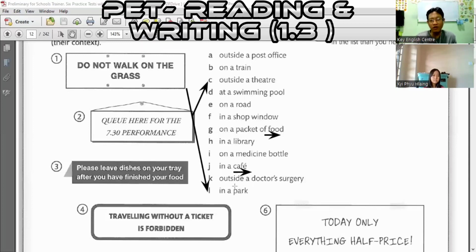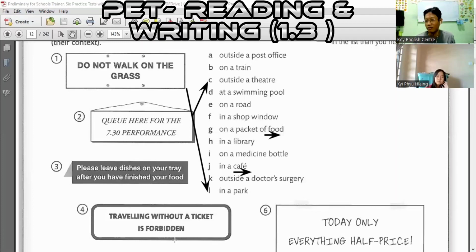Number four. Traveling without a ticket is forbidden. You know forbidden? Forbidden is not allowed to do. So not allowed to take the train or the car or not allowed to go somewhere. You are forbidden, meaning you are not allowed to go somewhere.